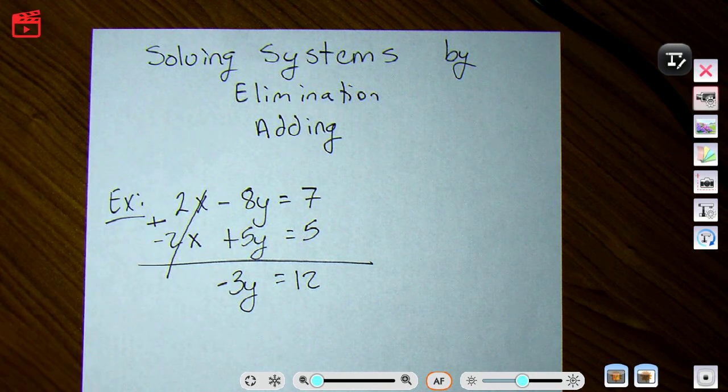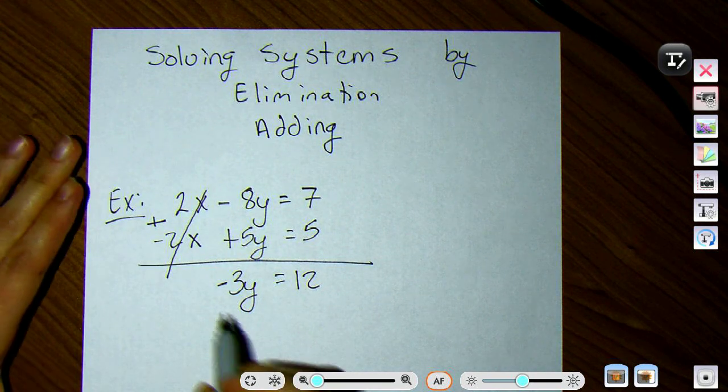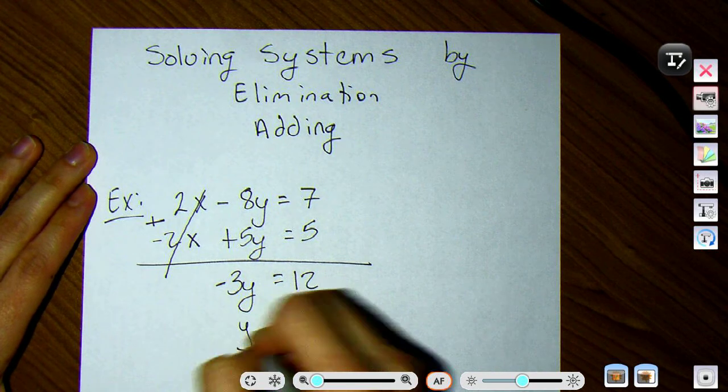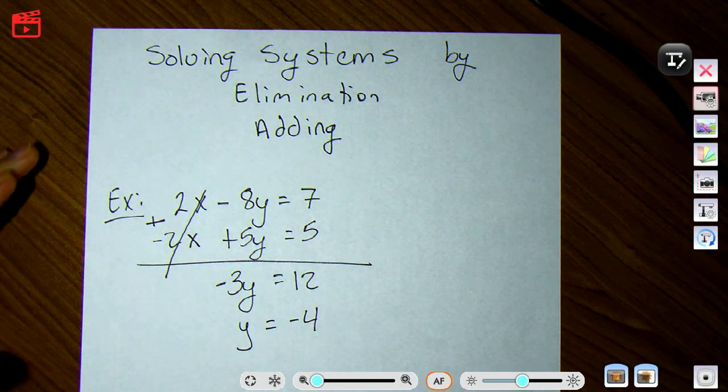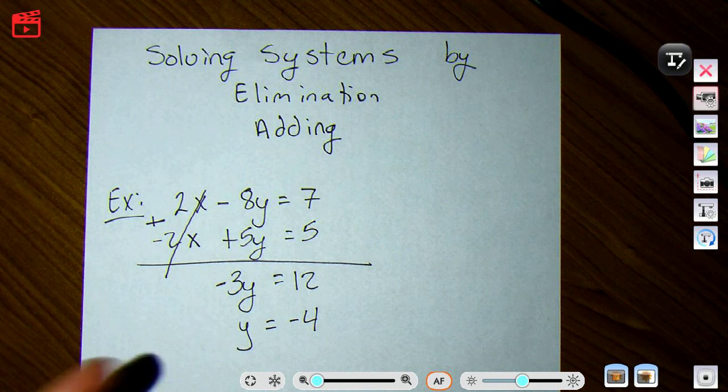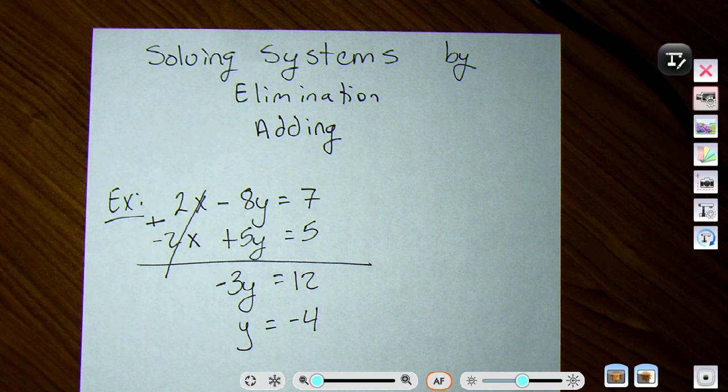Well, that makes solving for y pretty easy now. If I divide both sides by negative 3, I get that y is equal to negative 4. Now that I know what y is, I can take it and just plug it back into either one of my equations. It doesn't matter, I'll get the same answer, but I can plug it in and solve for the other variable, which in this case ends up being x.